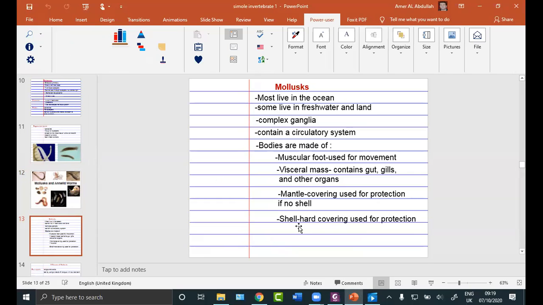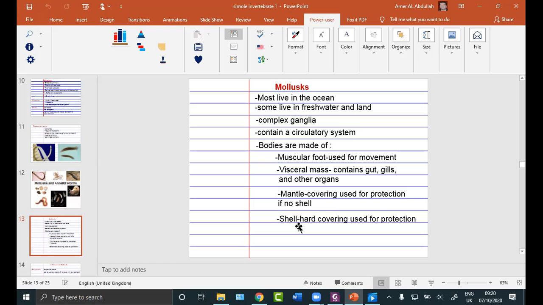Okay, now what are complex invertebrates? Let's talk about complex invertebrates. Complex means having many parts. These invertebrates have many recognizable body parts and organs. They also can grow larger than simple invertebrates.